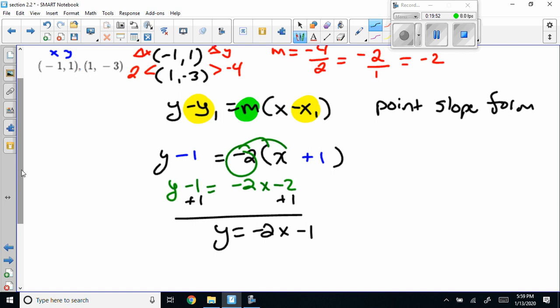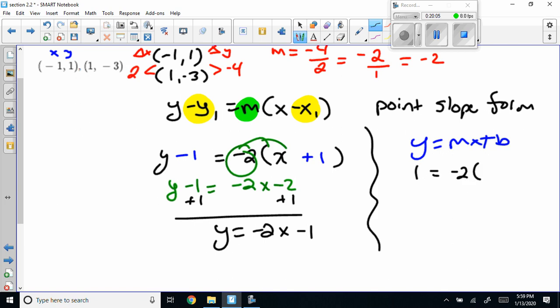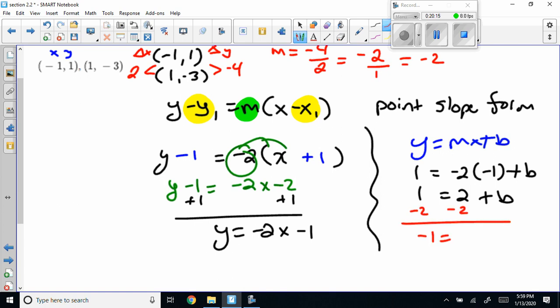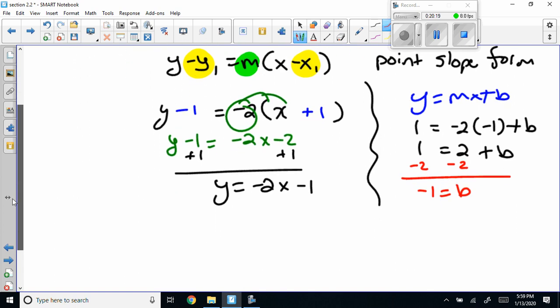So, if you're stuck on this, y equals mx plus b, and you're sitting here and you're going, oh, I think I'll just take 1 here equals -2 times -1 plus b, and then you get this, right? Y'all remember this? So -1 equals b. Y'all remember that? Head nods, yay or nay.